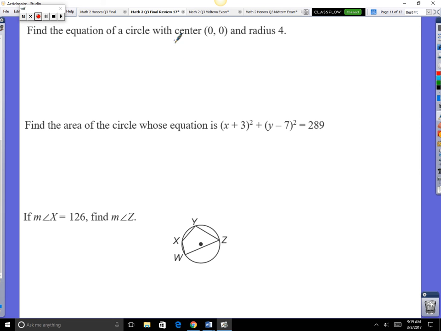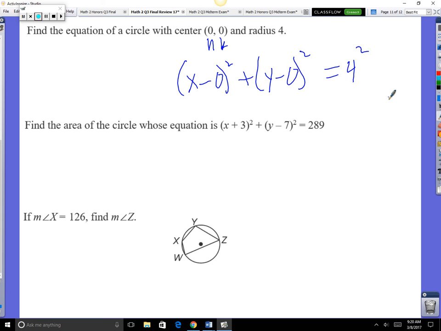Okay, so we get another equation of a circle. That's actually your h, that's your k, that's your r. So this one's not bad. (x minus h) squared plus (y minus k) squared equals r squared. And if you've got nothing with your x and y, it's just going to be x squared plus y squared equals 16.